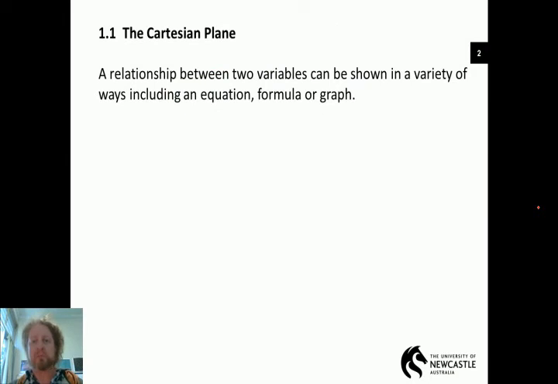A relationship between two variables can be shown in a variety of ways, including an equation, formula or a graph. What does that mean? Well, two variables, we're back to algebra. Two variables could be defined as maybe A and B. And you're not sure what A is and you're not sure what B is, but they might relate to each other in some way. Like in terms of an equation, we might know that A plus B equals 10.